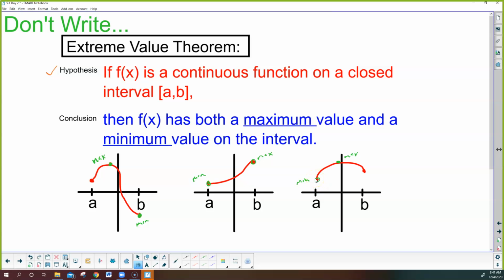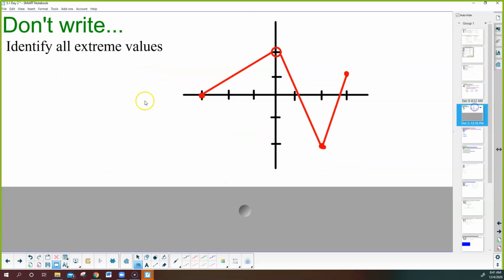If we ever have an interval, we have to check the endpoints. So notice how they gave us the interval from a to b. If I had a real function, I took the derivative, here's where a critical point would be. But if I didn't check the endpoints, I would only think there was a maximum. I would miss the minimum value because you have to check the endpoints. And that's basically what the extreme value theorem is saying. Okay, now don't write this one either.